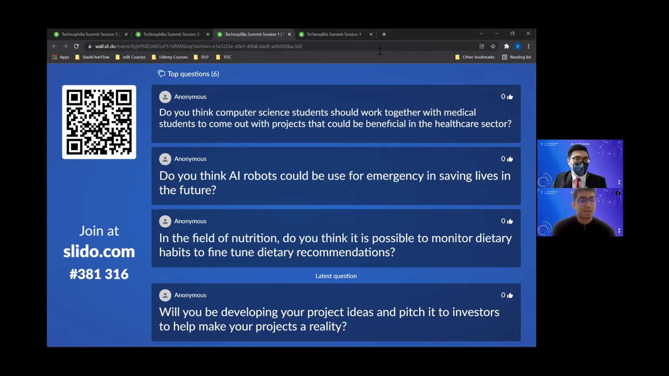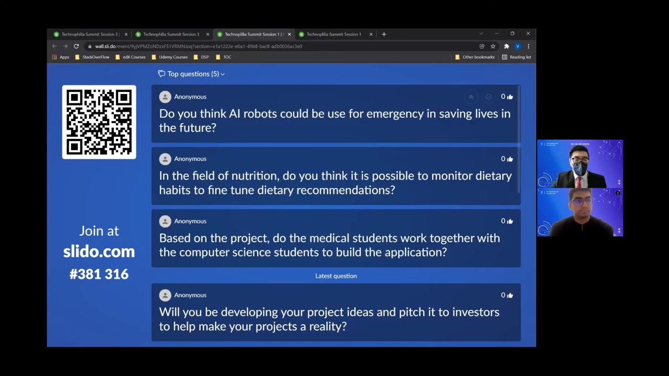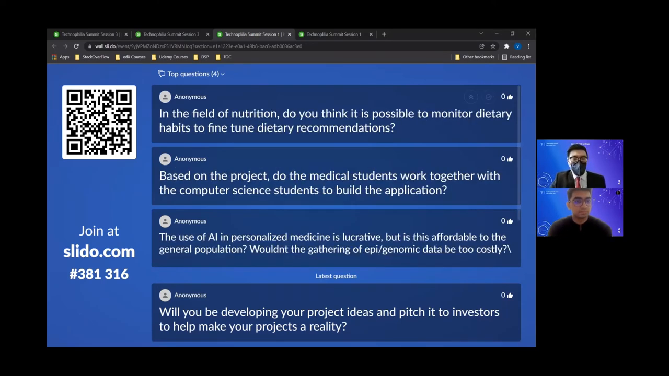Fantastic. The next question is, in the field of nutrition, do you think it's possible to monitor dietary habits to fine-tune dietary recommendations? Well, we are already doing that. If you look at any of your apps, whether Android or Apple-based, there are probably more than 100 different apps which are trying to offer nutrition advice. The one I actually mentioned is VITL, which is a startup based in London, because that's where I used to work. I'm more familiar with that.